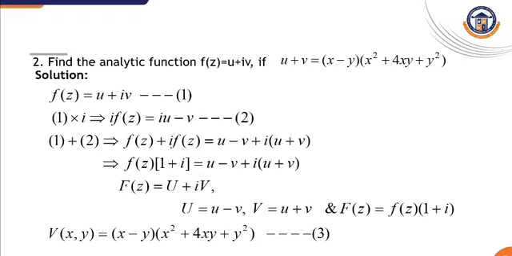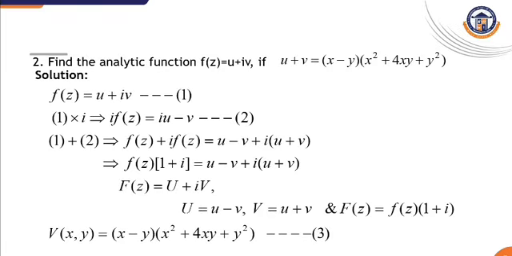This is the final solution of our construction of the analytic function for the given problem. And next we see another problem. The given problem: find the analytic function f of z equal to u plus iv if u plus v equal to x minus y into x square plus 4xy plus y square. Okay, this is the problem.